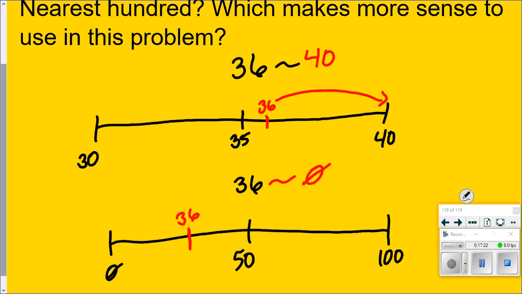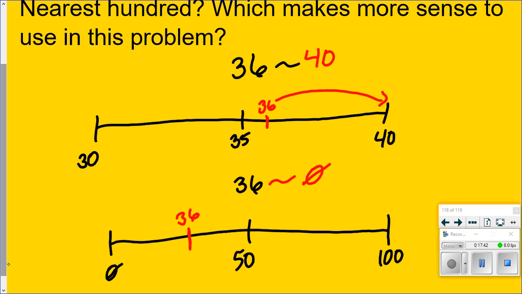Sure. Lincoln, what do you think? Which one makes more sense to you? Rounding to the nearest 10. Why does that one make more sense to you? Because 35 is like a Okay.